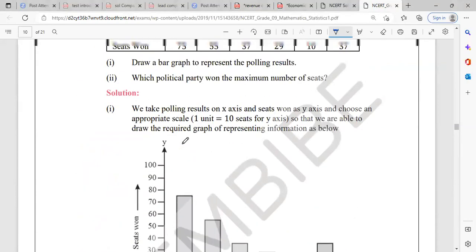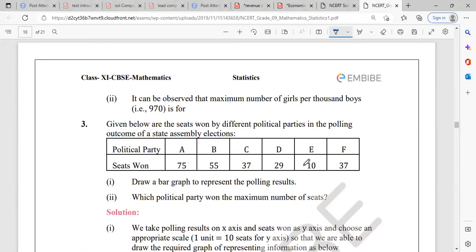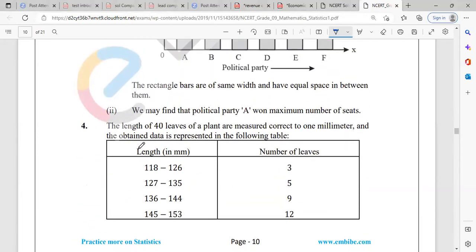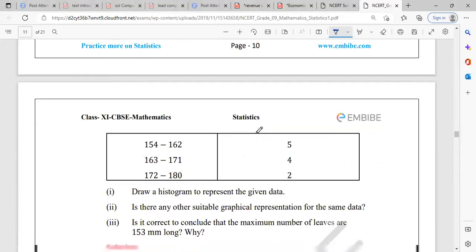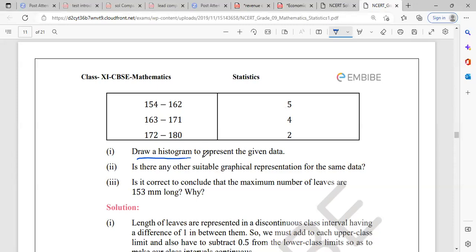So over here, earlier you had two different classes, A, B, C like this. But now you can see it is 118 to 126, then 127 to 135 like this. Okay, so what you have to do: the lengths of 40 leaves of plants are measured in millimeters and the data obtained. So first of all, you have to draw the histogram and then you have to answer this.